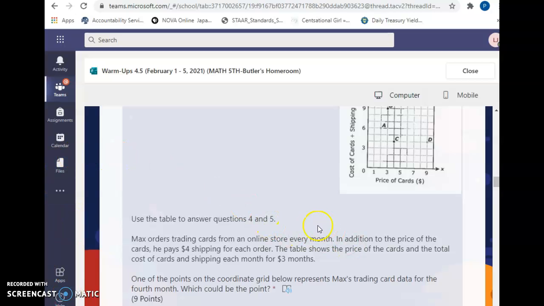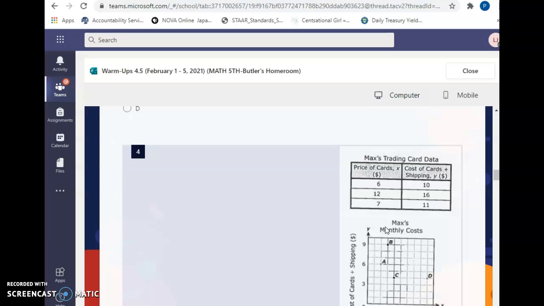Natalie and Marek asked questions about questions 4 and 5 on the warm-ups. So let me read this. It says, Max orders trading cards from an online store every month. In addition to the price of the cards, he pays $4 shipping for each order. The table shows the price of the cards and the total cost of cards and shipping each month for 3 months. So you look at the table, okay?